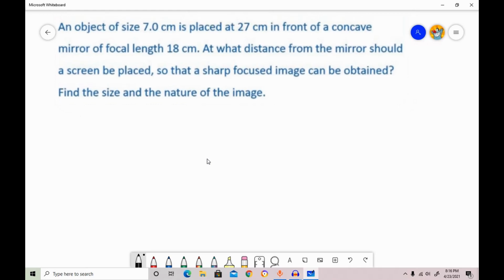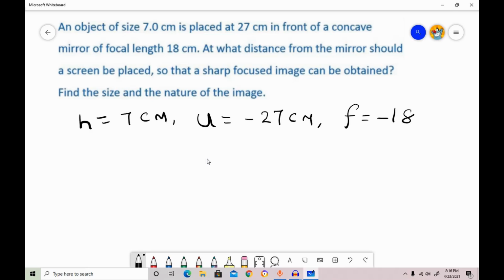First write: h is 7 centimeter, u is minus 27 centimeter, and focal length is minus 18 centimeter. So what you have to find out? You have to find out the image distance, and also the height of the image.